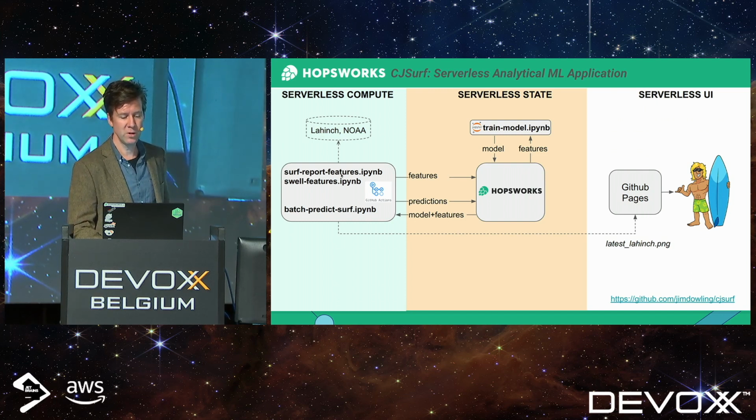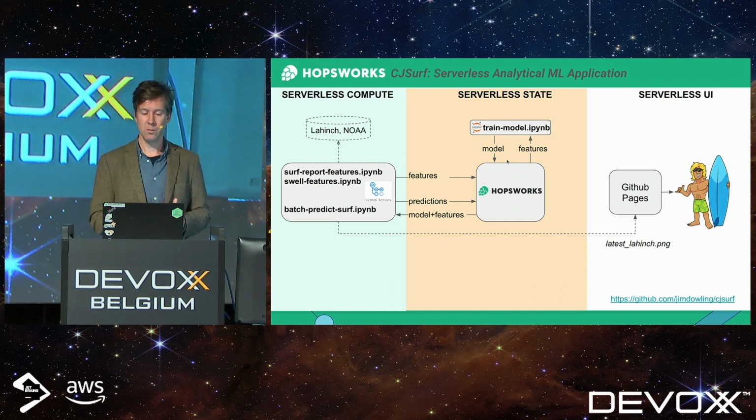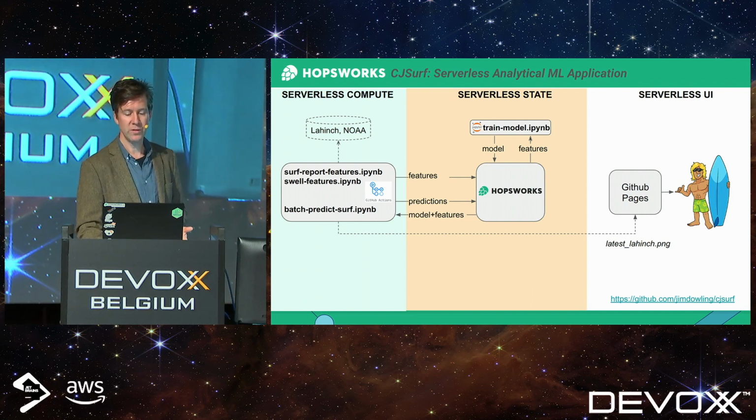So this is the surf report features notebook. We've got another notebook called swell features, which is going to go out to the American website and grab the predictions of the swell heights. Then we have another notebook which will train our model with the features that have been written here. These first 2 notebooks will write the features to the feature store. Our training notebook can then pull down those features, create a model, and write it back to the platform.